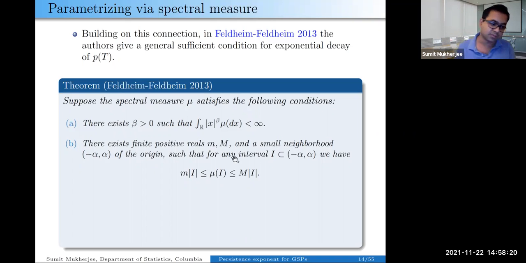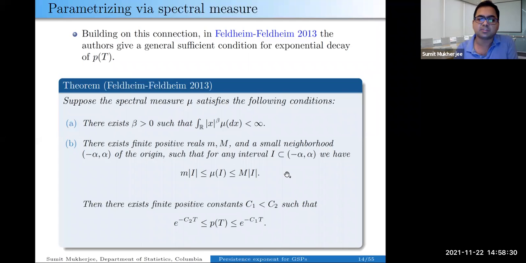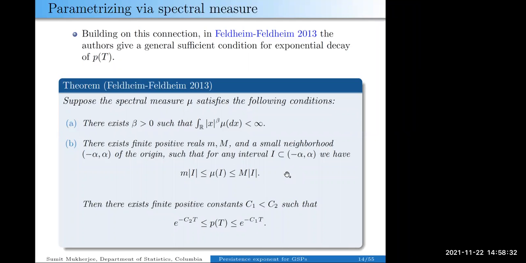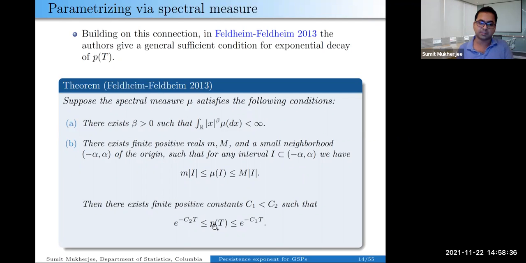And it's sort of similar to the correlation assumptions. Usually assumptions on the correlation near infinity translate to assumptions on the measure near 0, and vice versa. So under these two assumptions, they prove that this persistence probability is bounded between 2 exponentials, similar to what was done for the sinc process.